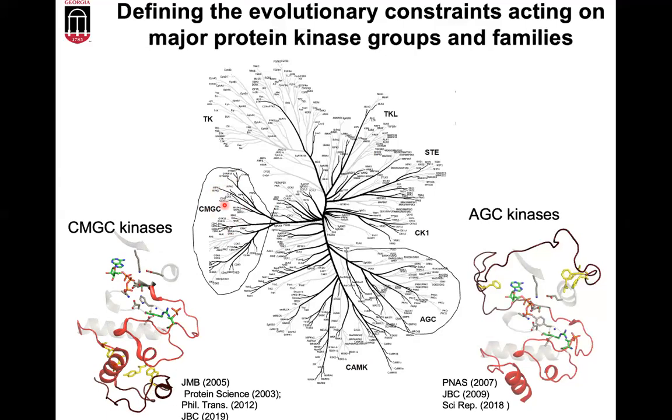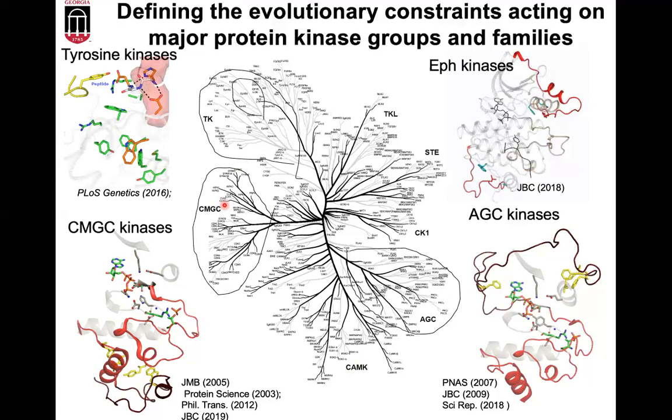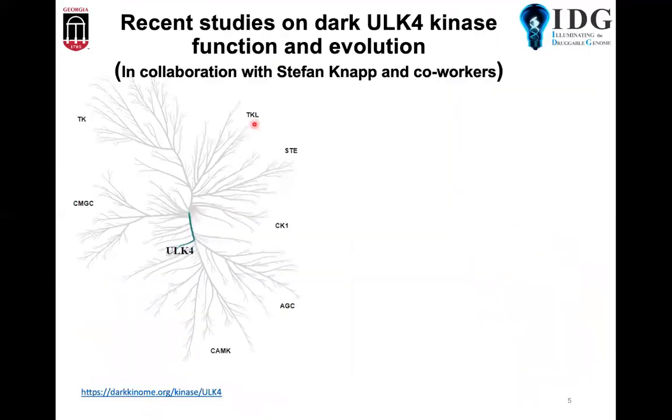We've also been working on delineating the features of various tyrosine kinases and the Eph receptor tyrosine kinases. That knowledge will also be useful in understanding, although there are not that many dark kinases within the tyrosine kinase group, some dark pseudokinases that we're interested in studying as well.